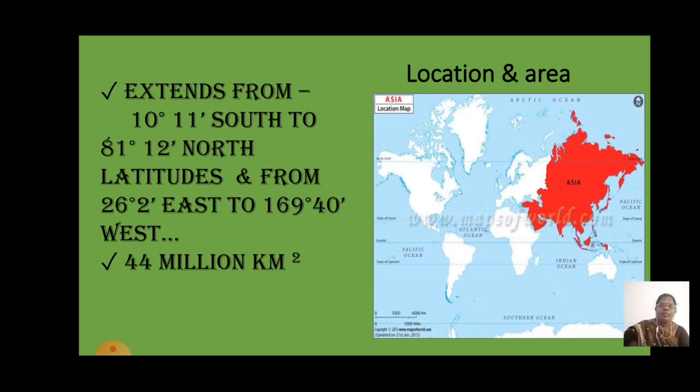Now, it is about location. The continent of Asia, the red area in the picture, extends from 10 degrees 11 minutes south to 81 degrees 12 minutes north latitudes, and from 26 degrees 2 minutes east to 169 degrees 40 minutes west longitudes. So, it spreads over an area of 44 million square kilometres in the world.